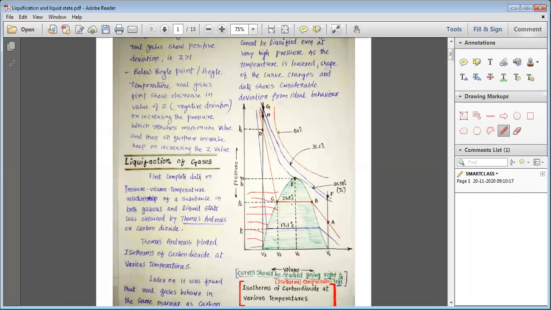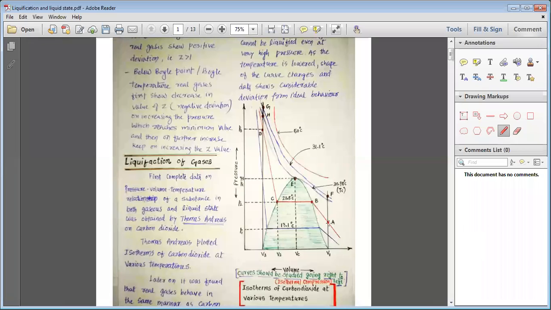When a complete volume of gas has been converted to liquid, you can see that we get a steep slope, and this steep slope represents that whatever pressure we have been applying, that pressure is utilized to compress the liquid, and that is why the change in the volume is very small.